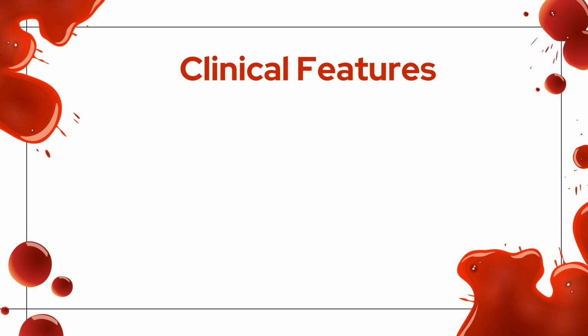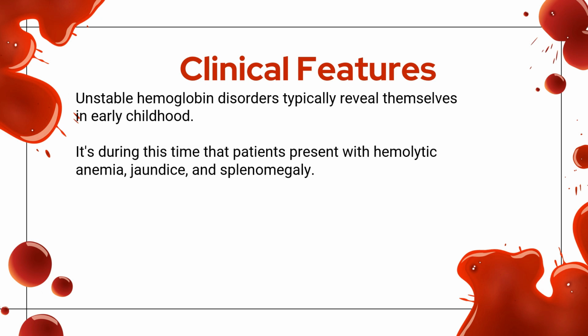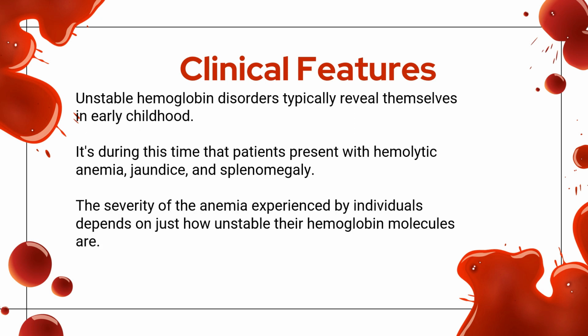Clinical features. Unstable hemoglobin disorders typically reveal themselves in early childhood. It's during this time that patients present with hemolytic anemia, jaundice, and an enlarged spleen, also known as splenomegaly. These symptoms serve as a signal, alerting us to the presence of something extraordinary happening within our bodies. The severity of the anemia experienced by individuals depends on just how unstable their hemoglobin molecules are.